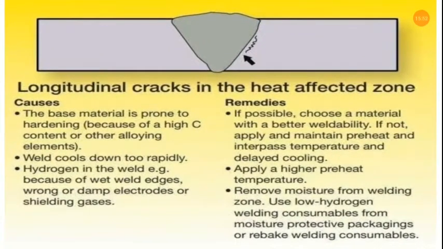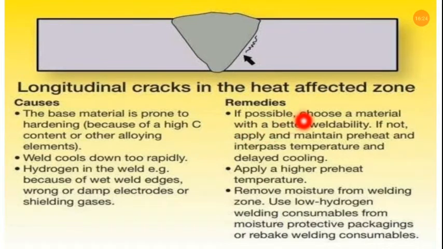Now, longitudinal cracks in the heat affected zone. These are the longitudinal cracks. Now, what are the causes? The base material is prone to hardening because of a high carbon content or other alloying elements, so the weld cools down too rapidly. Hydrogen in the weld, because of wet weld edges, wrong or damp electrodes or shielding gases.